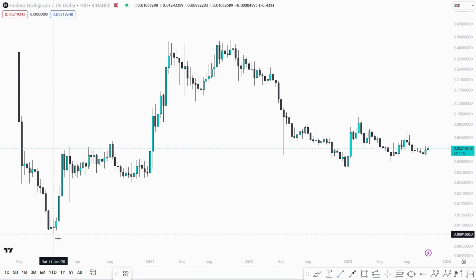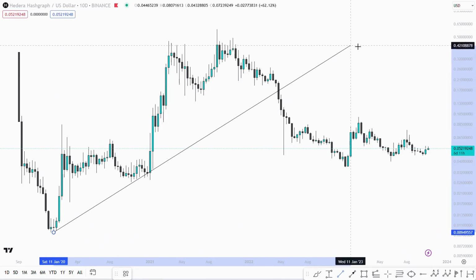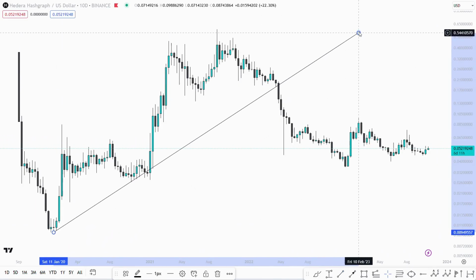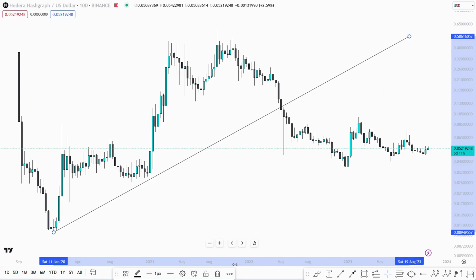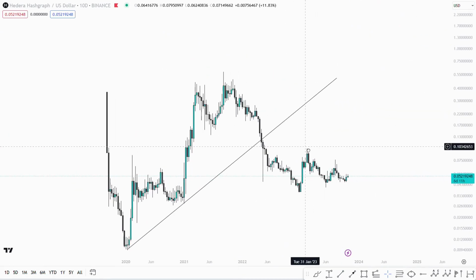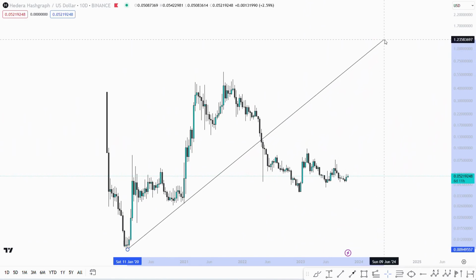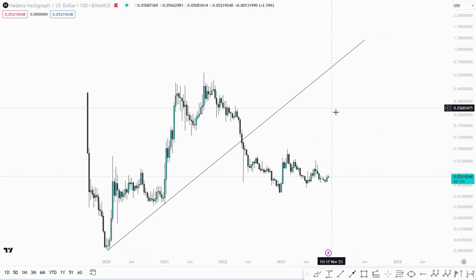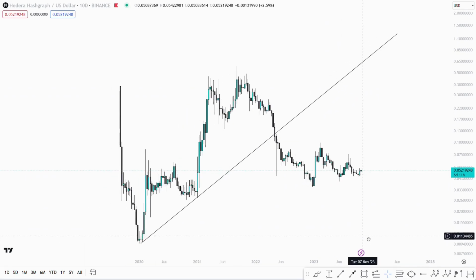And one thing I want to do here on the logarithmic chart is just take a wick to wick trend line here for HBAR and extend that out there, and we'll zoom out and you can see how this trend line may give us the clues as to where HBAR could top in an all-time high.